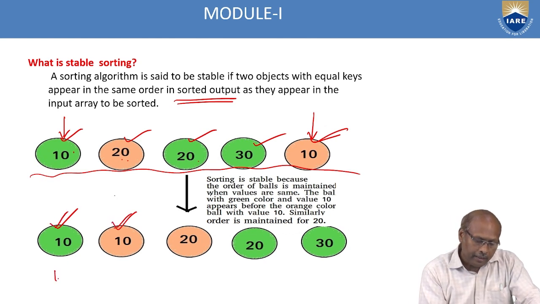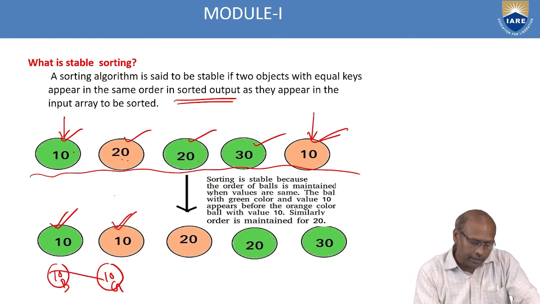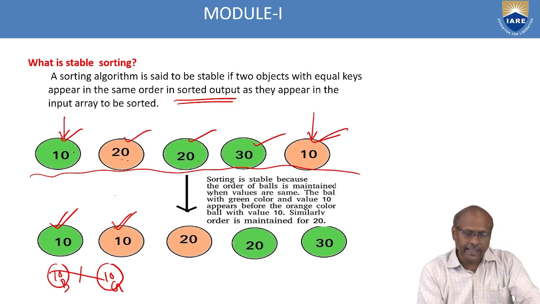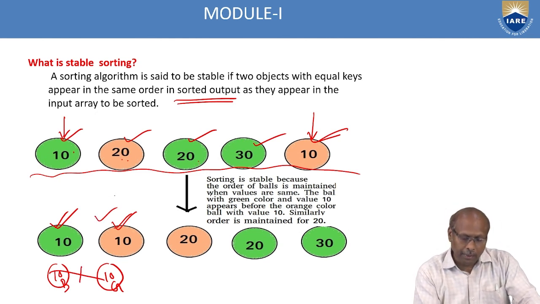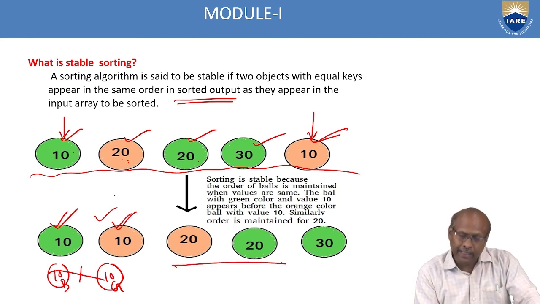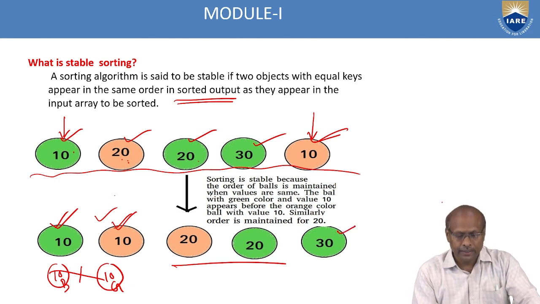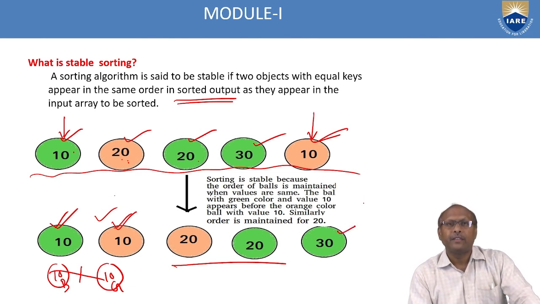If at all you are giving first the brown color 10 and then the green color 10, then it is not a stable sorting. It is unstable. But if you are getting green first and then brown, then it is stable. Similarly 20. If you observe 20 here, brown color 20 came first. While giving the input, brown color came first, then green. So while sorting also, you should have the same order. You should not change. Similarly 30. 30 came first. So this is a stable sorting.